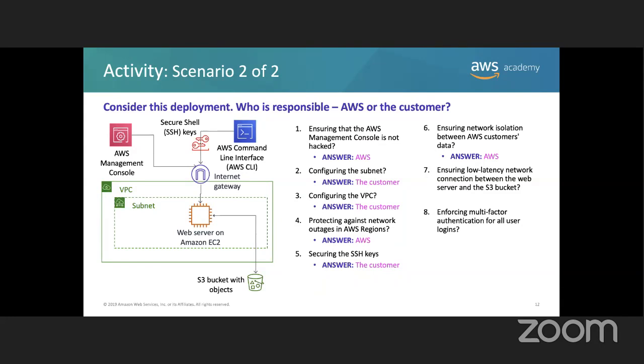Seven, ensuring low latency network connection between the web server and the S3 bucket. Who? I think customer. No, you don't ensure the speed. AWS. Remember, you don't ensure latency. You provide for the speed to be faster by using some service in AWS, like CloudFront, putting the location close to your customers, but you cannot guarantee the speed of that movement.